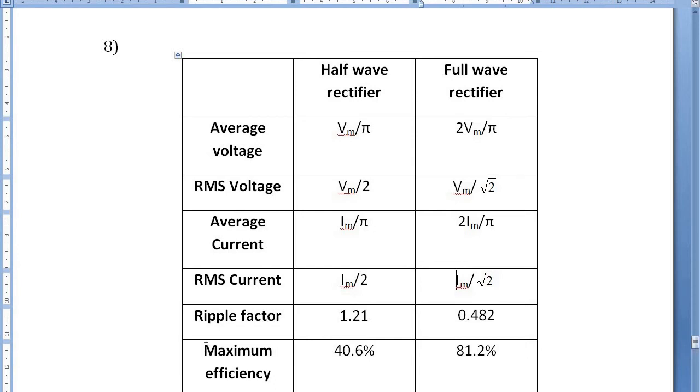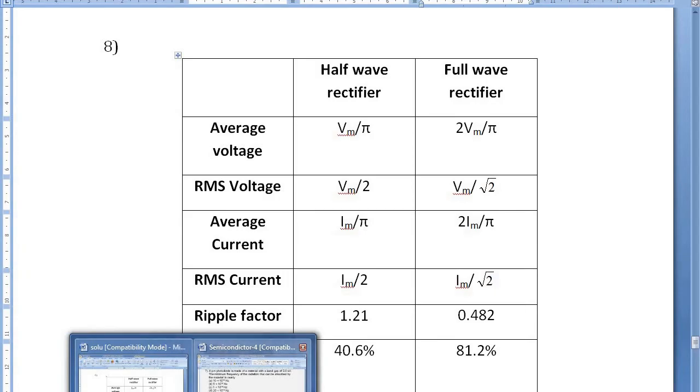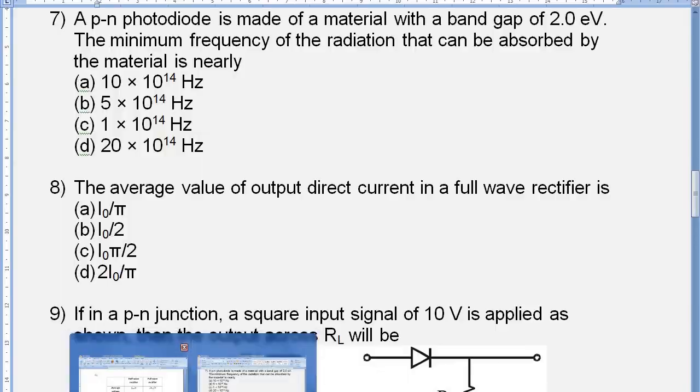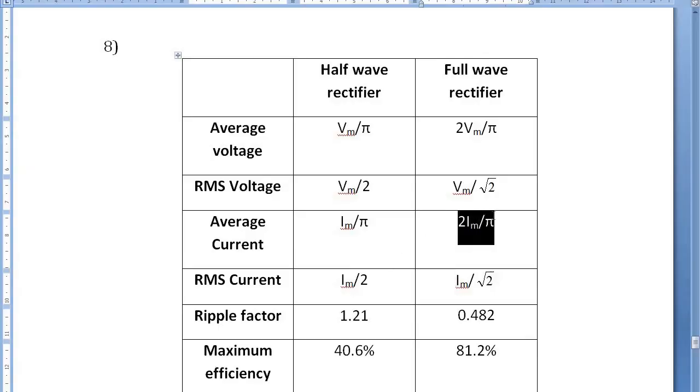You can even know the maximum efficiency. For half wave it is 40.6%, and for full wave it is 81.2%. But for our present case, this is the answer: 2I0 upon pi. So this is what is given. We'll check the answer. 2I0 upon pi, this is the answer.